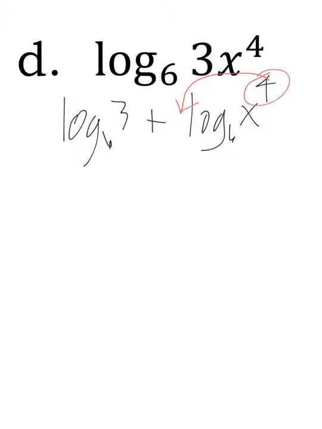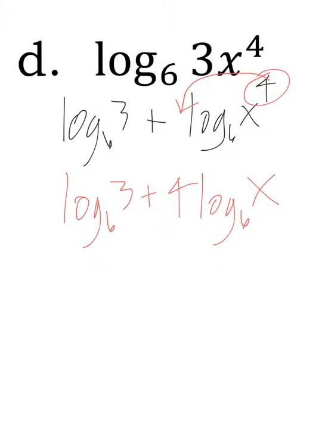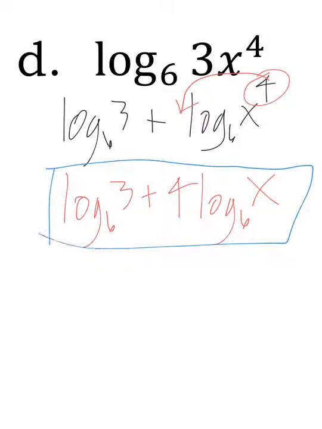Bring that down, and so you're going to have log base 6 of 3 plus 4 times log base 6 of x. And then can you simplify this beyond that? No, you really can't. So this is going to be the final answer.